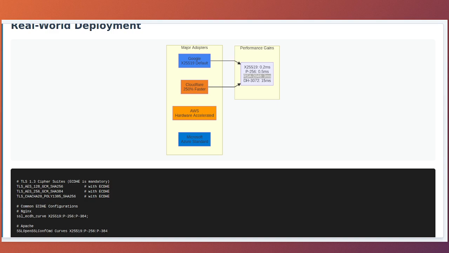Browser support is now universal. Chrome, Firefox, Safari, and Edge all support multiple ECDHE curves and prefer them over other key exchange methods. Mobile browsers benefit especially from ECDHE's efficiency, as it reduces both CPU usage and network overhead.